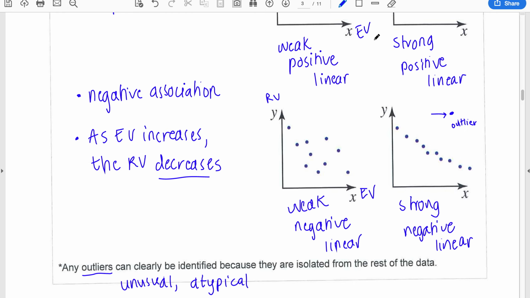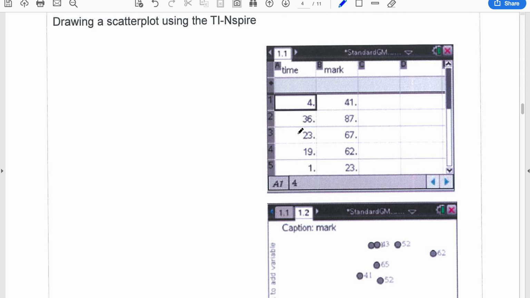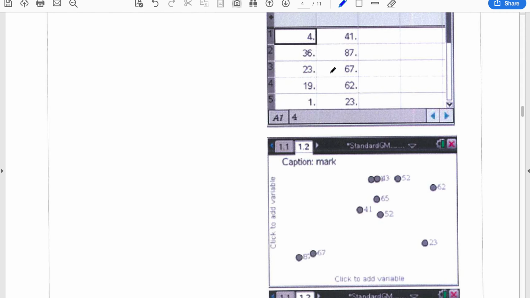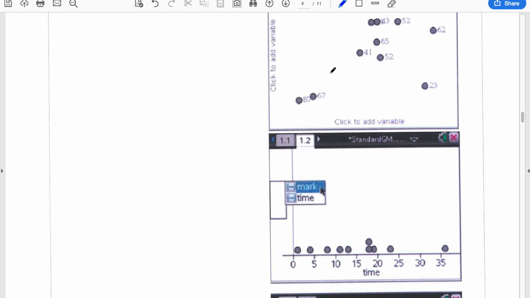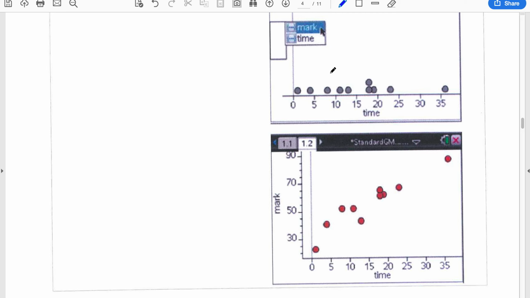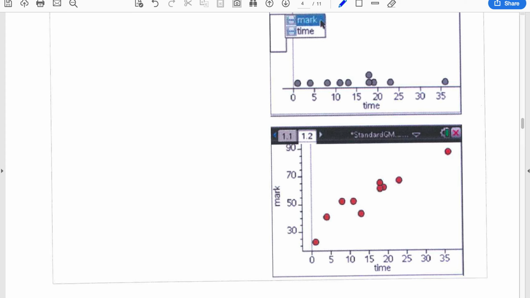So to finish off in this lesson, what I'll do is show you how to draw a scatter plot using your calculator. Now there are some screenshots in your notes, and that's got, you'll see, time and mark, but what I'm going to do is just use some of the data that you had in a previous lesson to create a scatter plot. So in a previous lesson, if you could just go back a couple of pages, there was some data on daily temperature and number of pies sold. I'm going to use that to create the scatter plot.